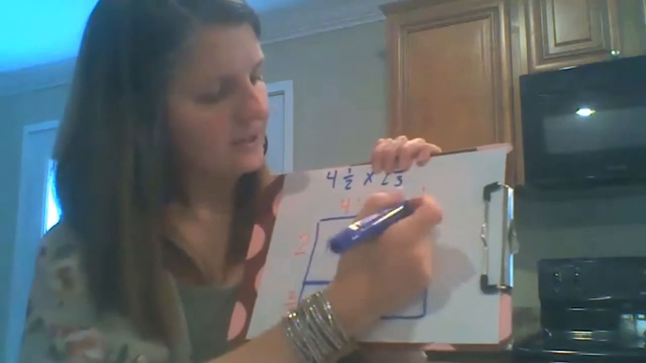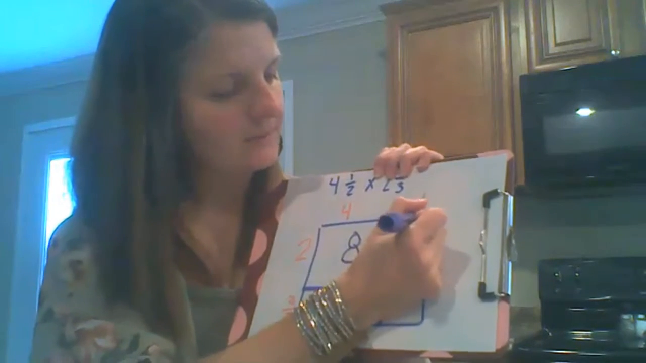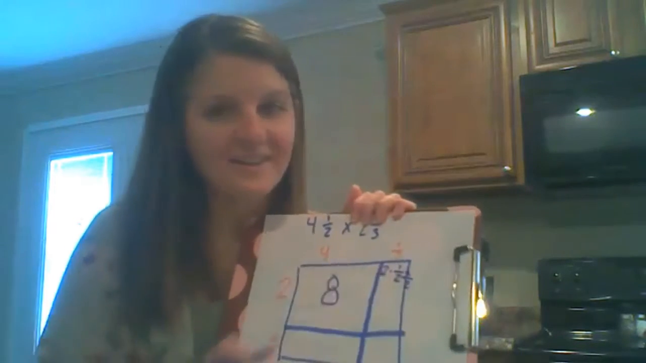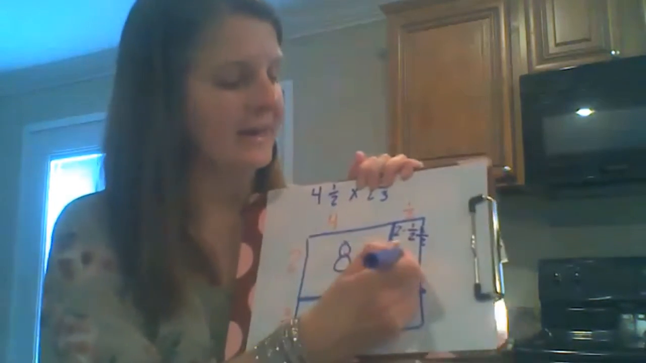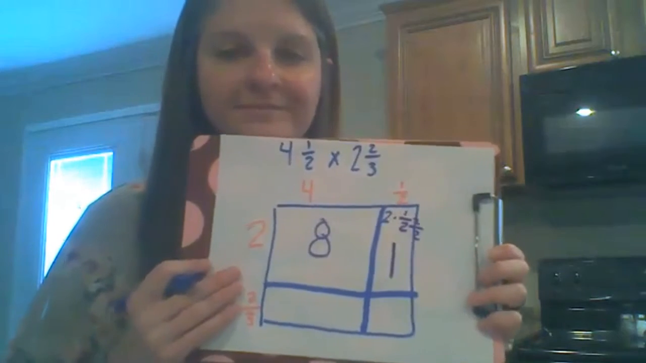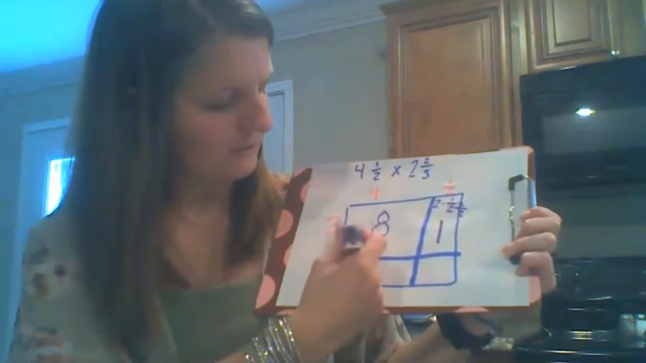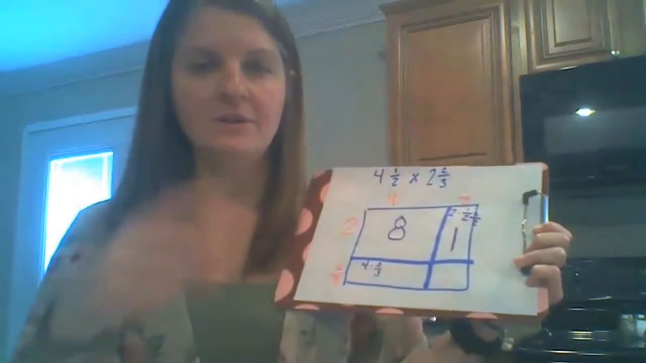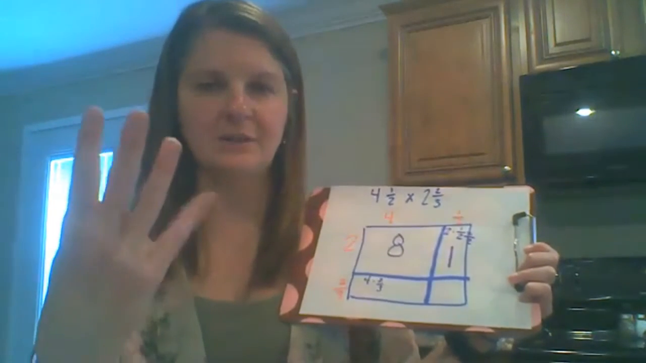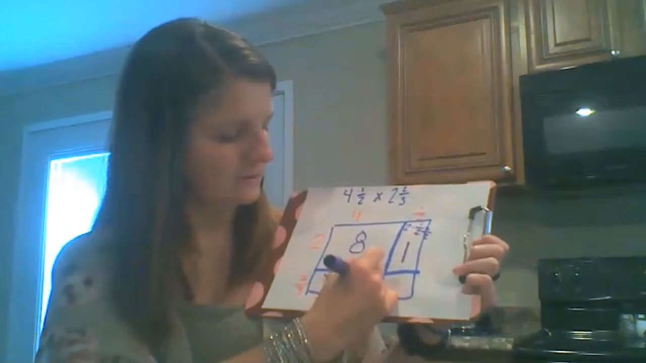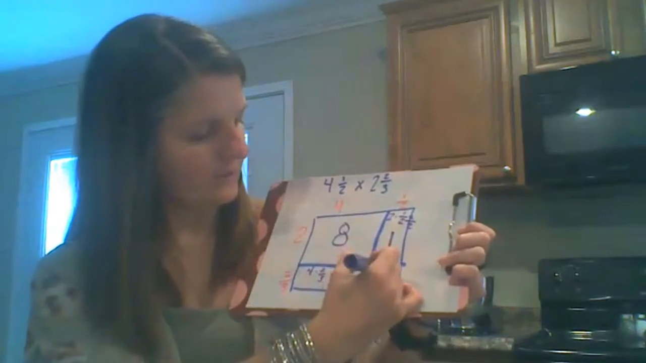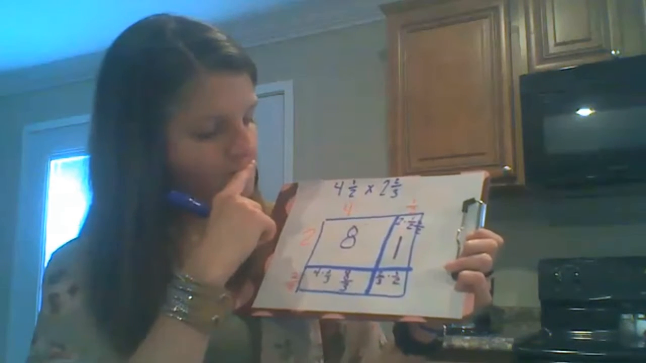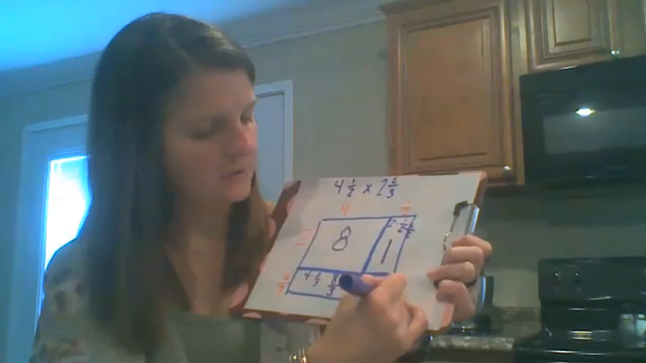All right. So over here, we've got 2 times 1/2. That's 2 halves, isn't it? But guess what? 2 halves is the same value as 1 whole. All right. So here we've got 4 times 2/3. That'd be 2/3, 4/3, 6/3, 8/3. And then here we've got 2/3 times 1/2. That equals 2/6.